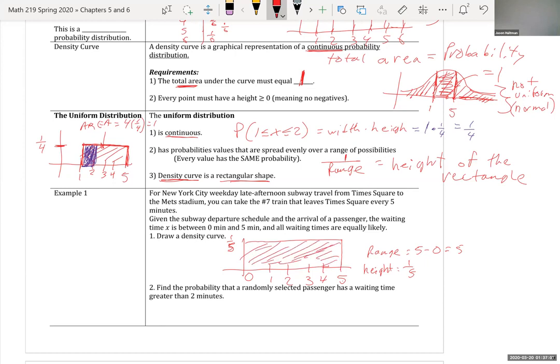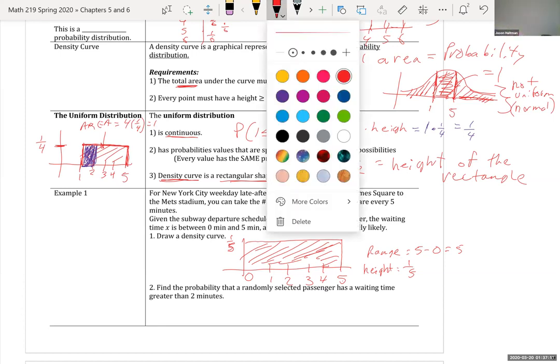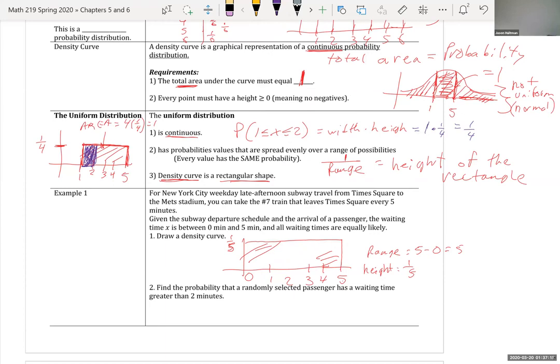Okay, and now it asks us, find the probability that a randomly selected passenger has a wait time of greater than 2 minutes. Greater than 2 minutes. So let's see, what would greater than 2 minutes look like? Let me erase this underneath. Greater than 2 minutes would be at the 2-minute mark to the 5-minute mark, and everything in between, 2 minutes to 5 minutes.